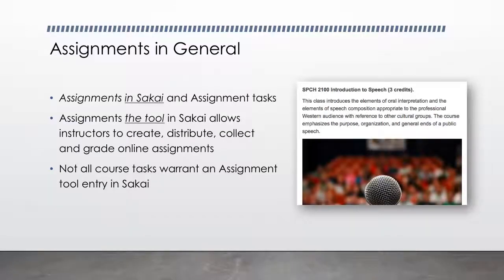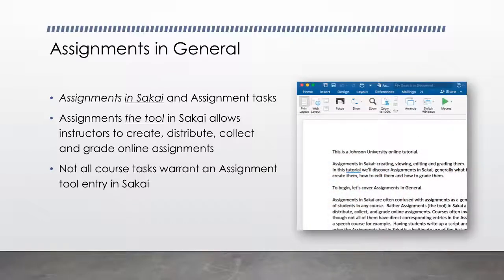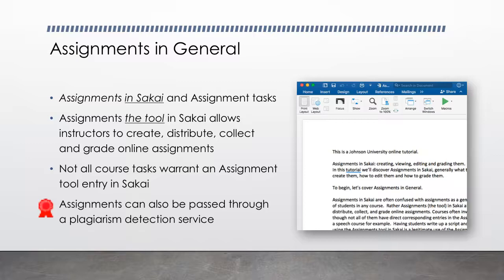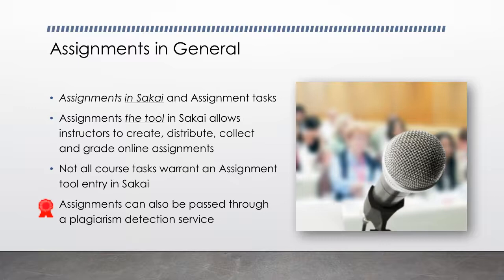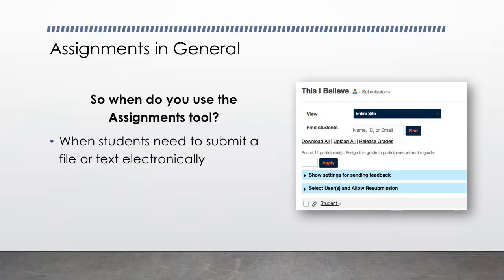Having students write up a script and turn it in electronically using the Assignments tool in Sakai is a legitimate use of the Assignments tool, specifically because students can submit the text in a file and it can be even checked for originality. Delivering the same speech, however, to a live audience, while still a task, may not warrant an Assignment tool entry. It would likely weigh on the student's overall course grade, but would only be noted as a gradebook entry, not an assignment tool entry. So, when do you use the assignments tool?